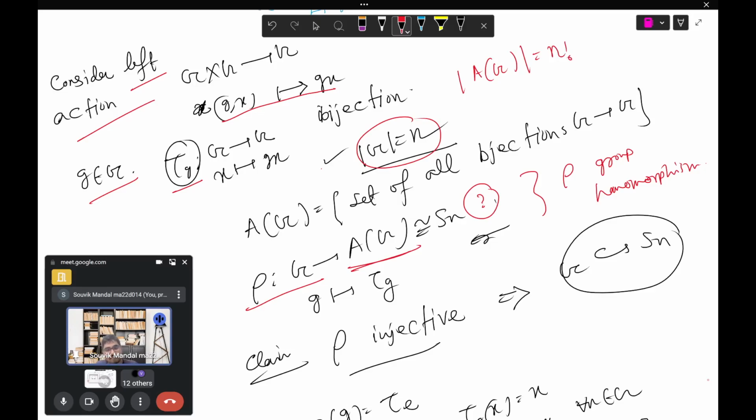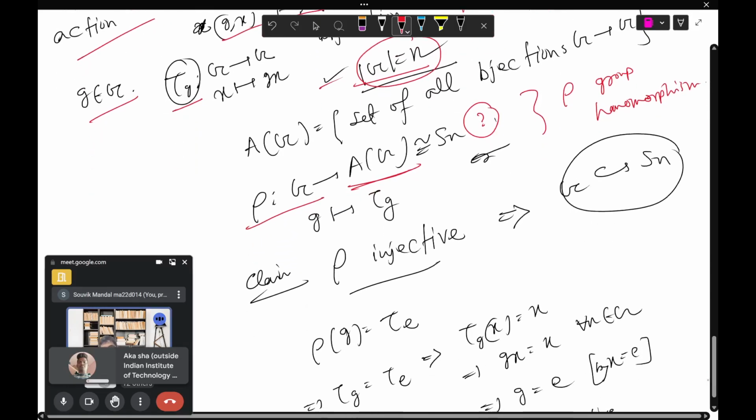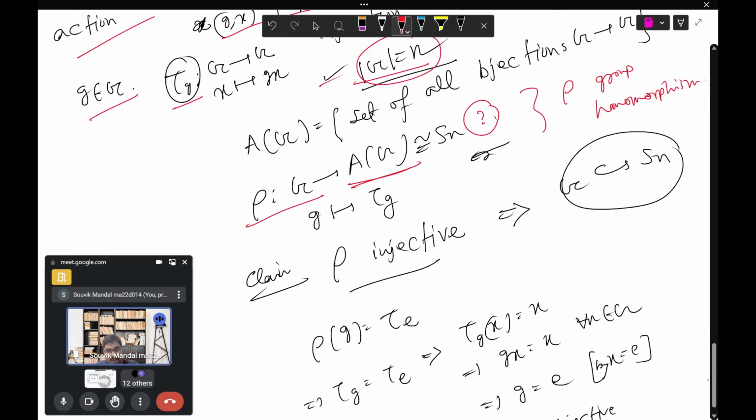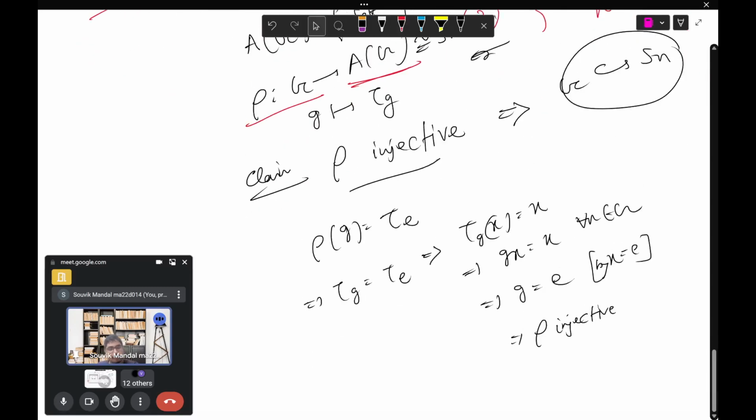If the order of G is equal to n, then the order of AG will be n factorial and it will be isomorphic to Sn. Now we are trying to show that rho is an injective map, because if we can show rho is injective, then G is embedded inside AG and AG is isomorphic to Sn. So the injectivity of rho tells that G can be embedded inside Sn, and the following calculation tells that rho is actually an injective group homomorphism. So yeah, that's all.